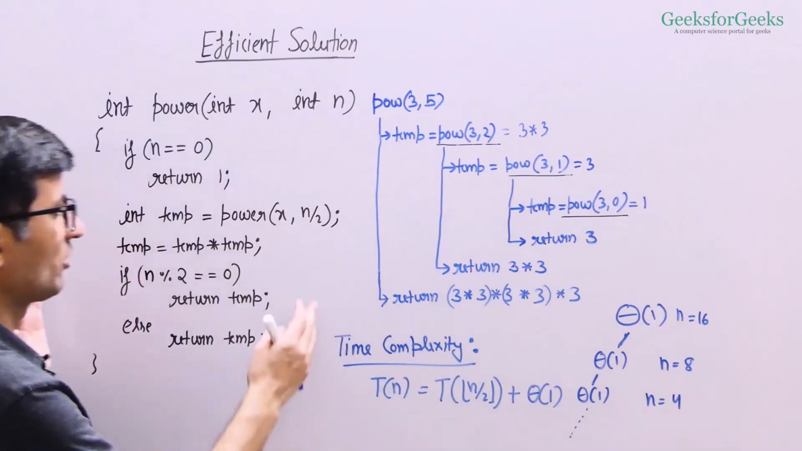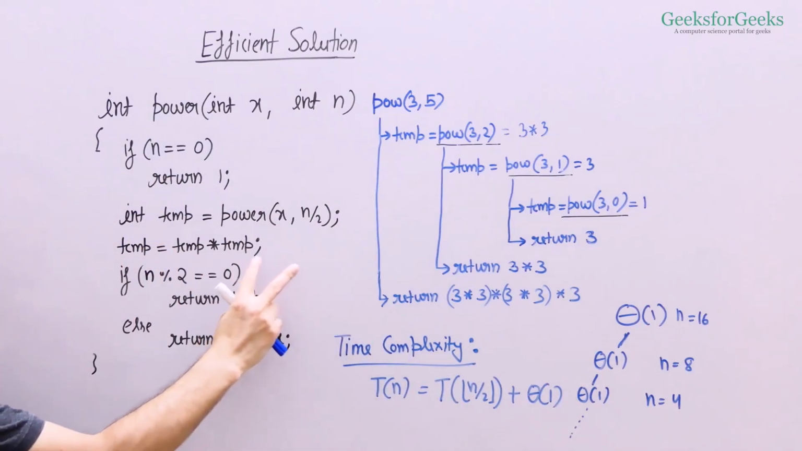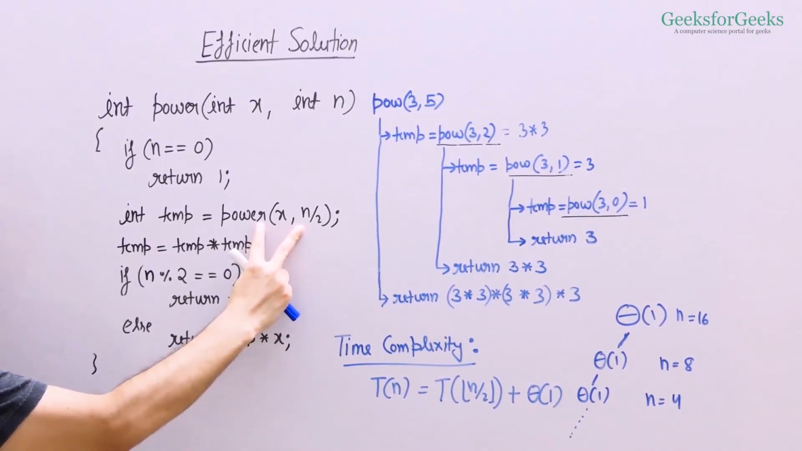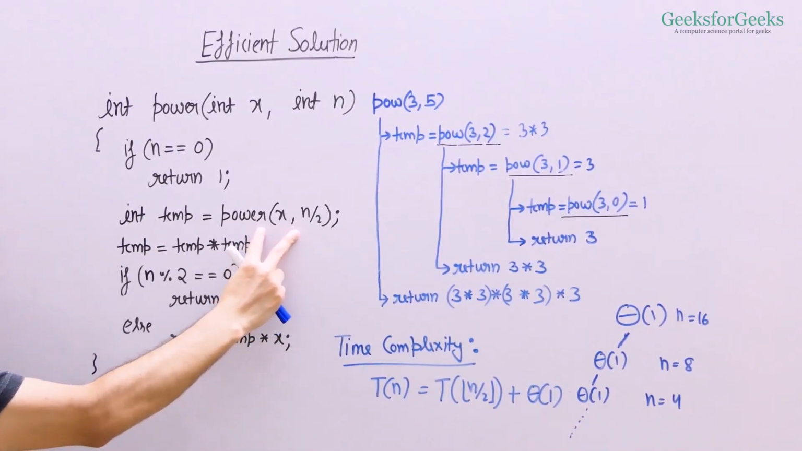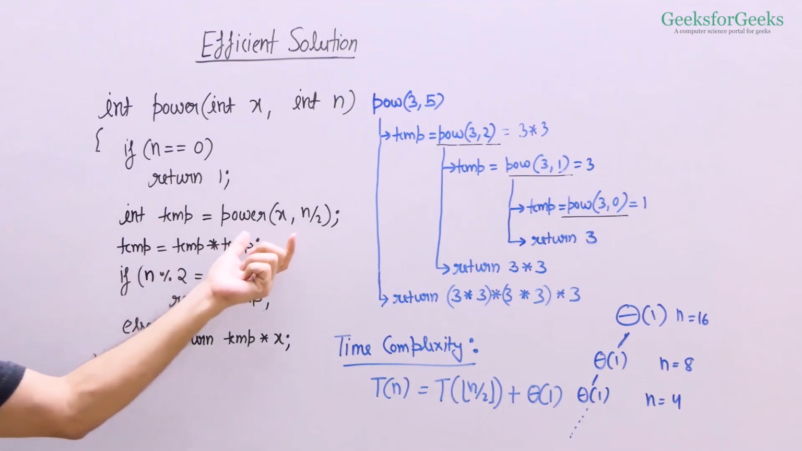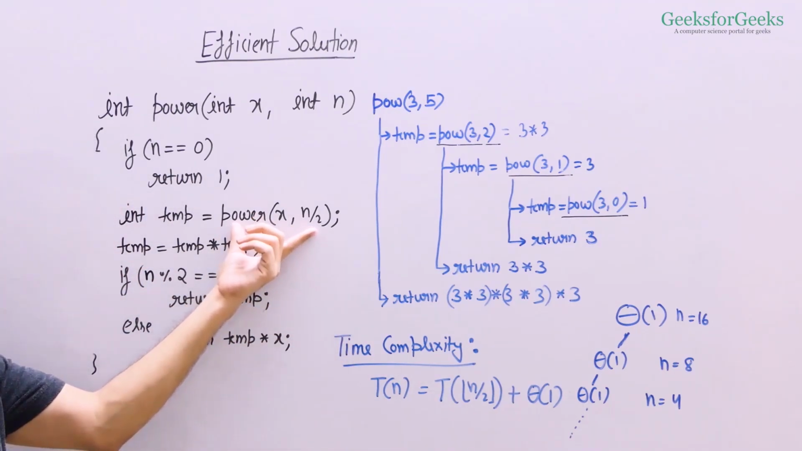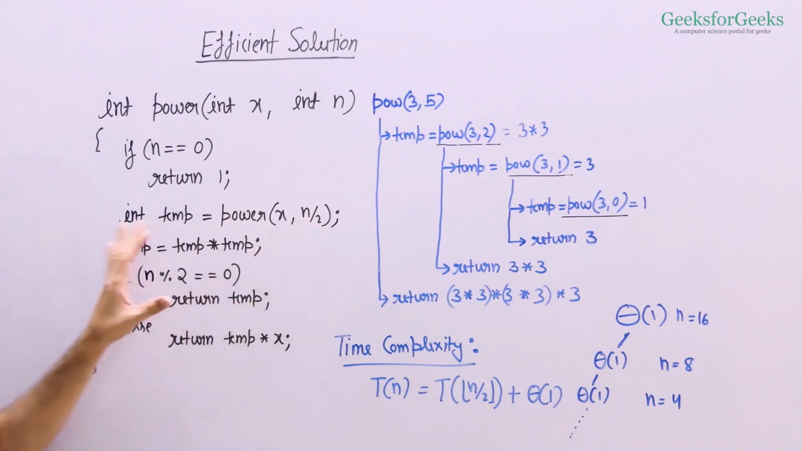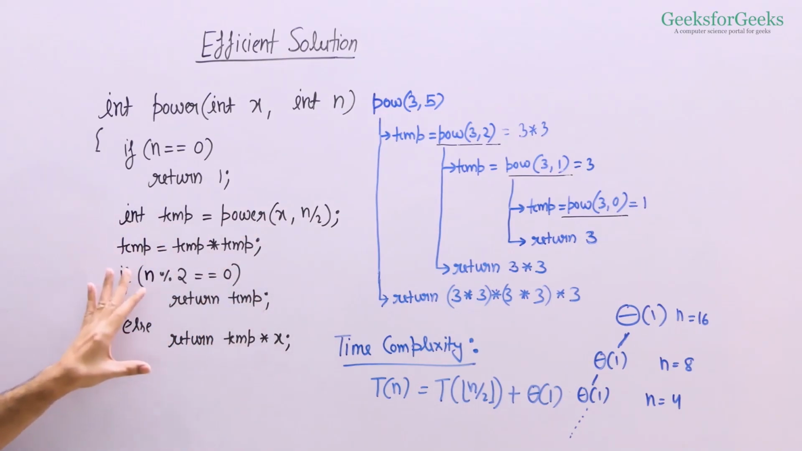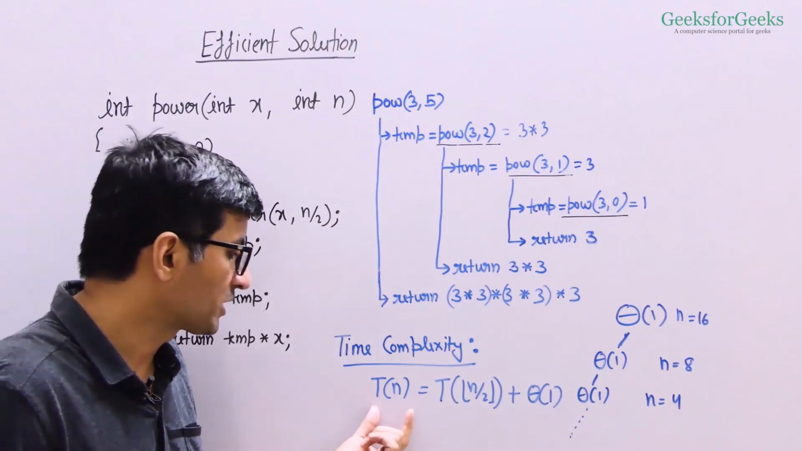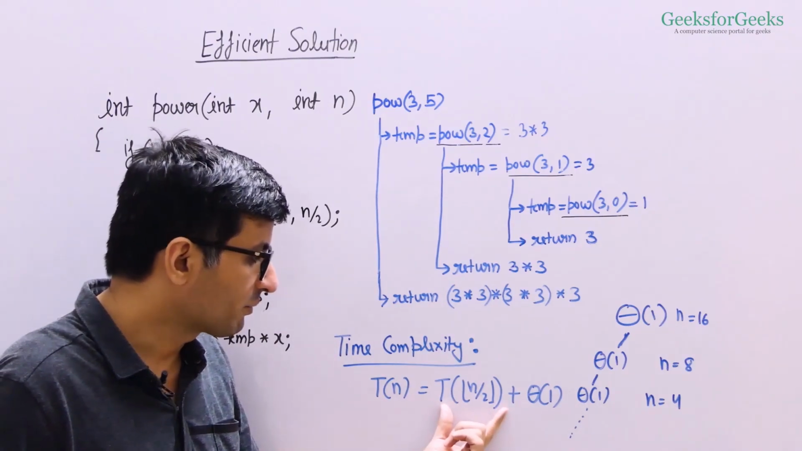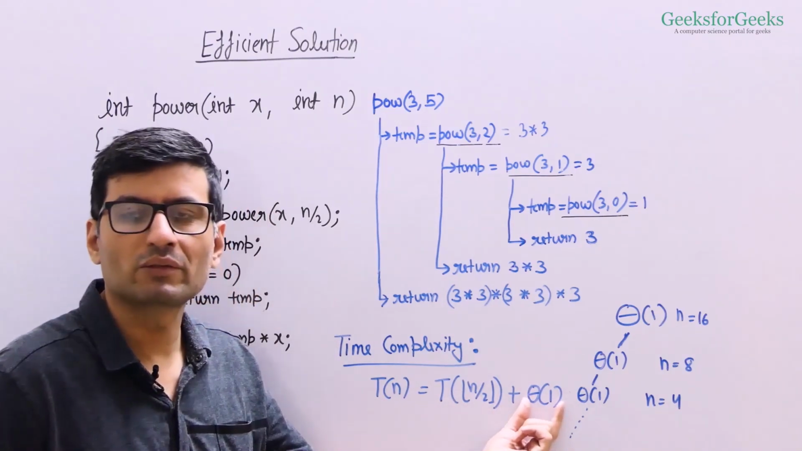See, if you take a closer look at this implementation, we are making a recursive call for n by 2, right? Or you can say floor of n by 2, because if it's odd, then we call for n minus 1 by 2, right? So we make a call for n by 2 and then we do some constant amount of work. All of this work is constant. So we can write the time complexity as T(n) = T(floor(n/2)) + theta(1) for constant.